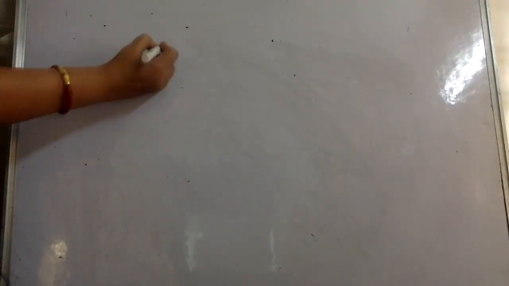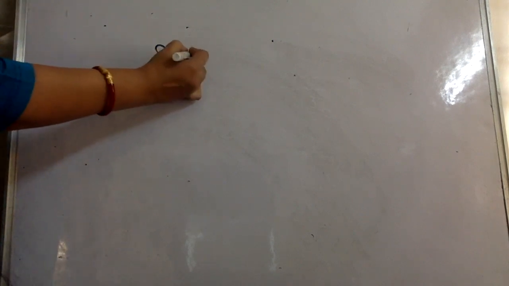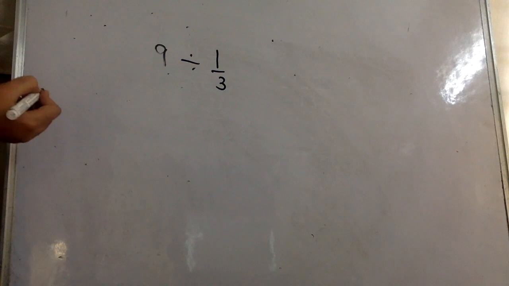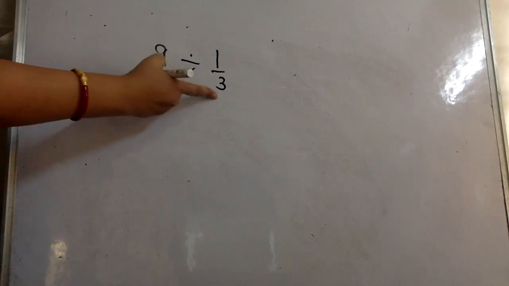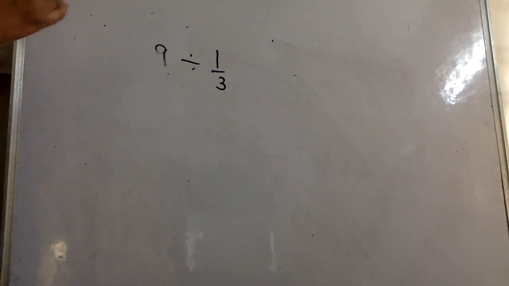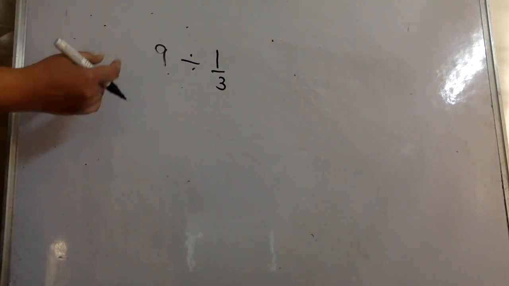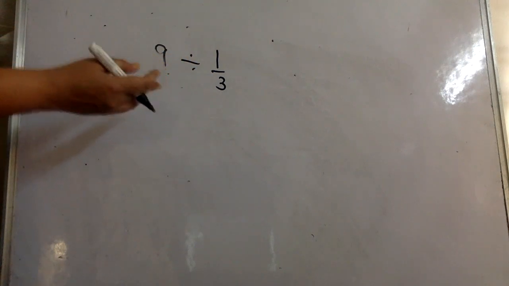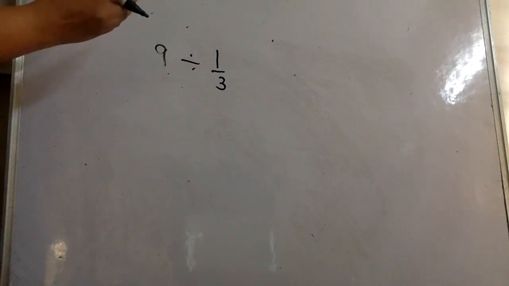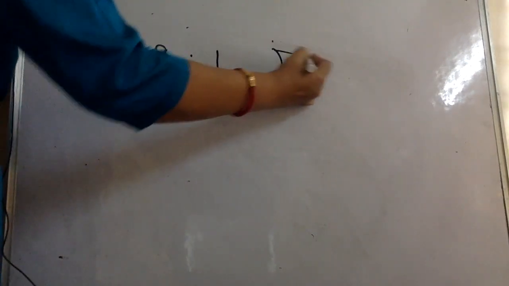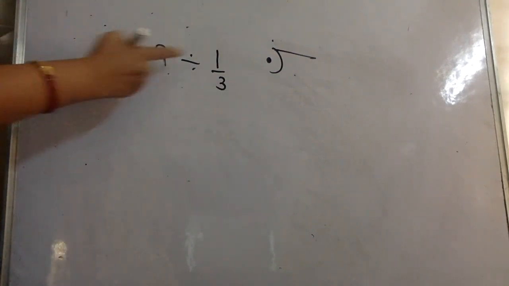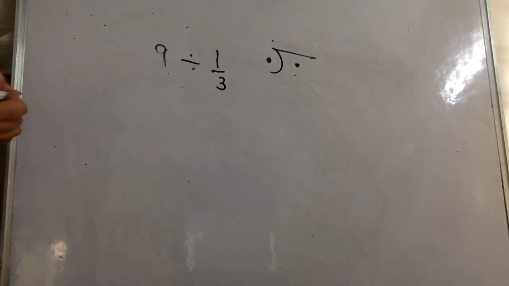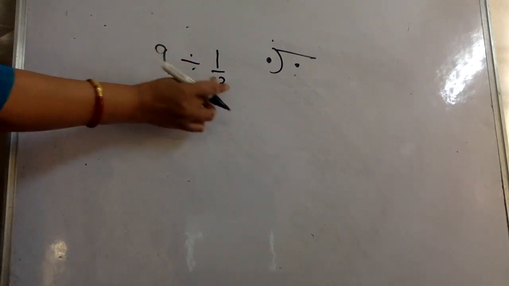It is a whole number. Supposing sometimes you have a whole number and then the whole number has to be divided by a fraction. If you have a whole number divided by a fraction, you have to be very careful about which number has come after the division sign. The number which comes after the division sign is the divisor, and the 9 is here. So we are dividing this one by this one.